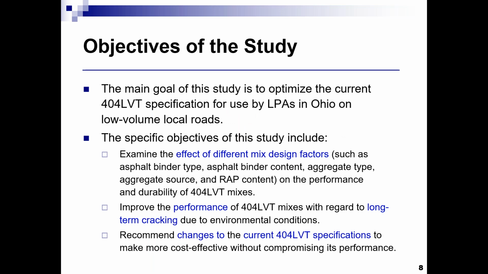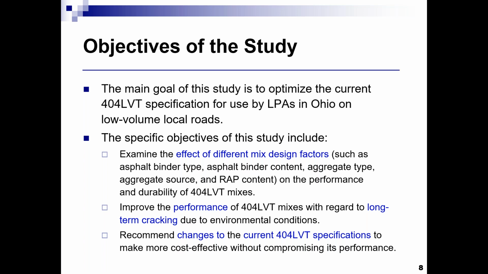So the objectives of this study were really to optimize the 2015 404 LVT specification for use by local public agencies in Ohio on low volume roads. As part of this study, we examined the effect of different mix design factors, such as asphalt binder type, asphalt binder content, aggregate type, the source for the aggregate, and the RAP content. This way we can validate some of the field observations that were made by some of the previous efforts to modify the mix design for this asphalt mixture.